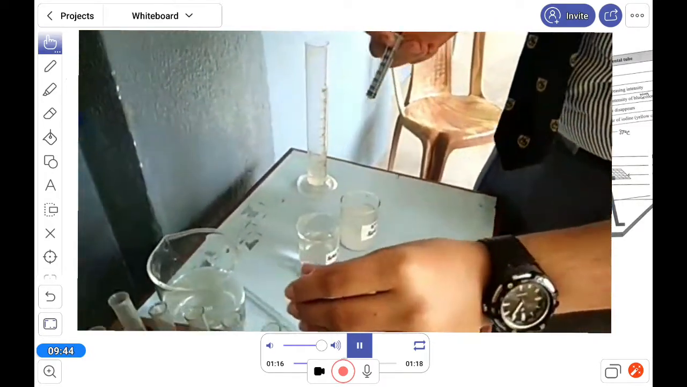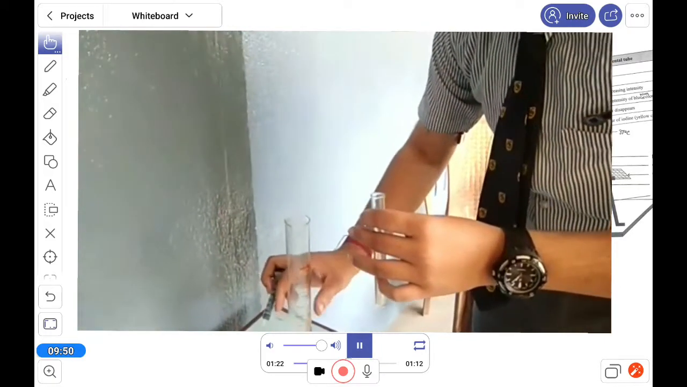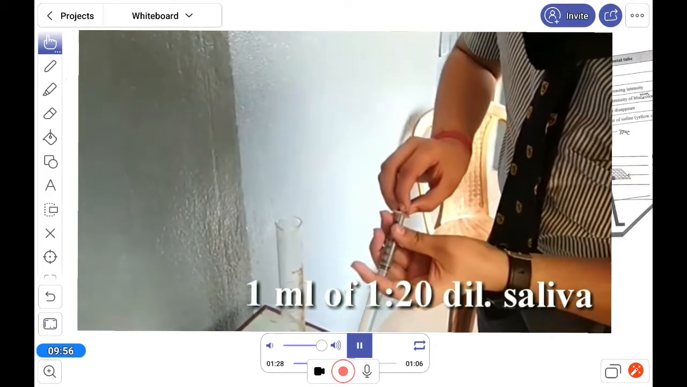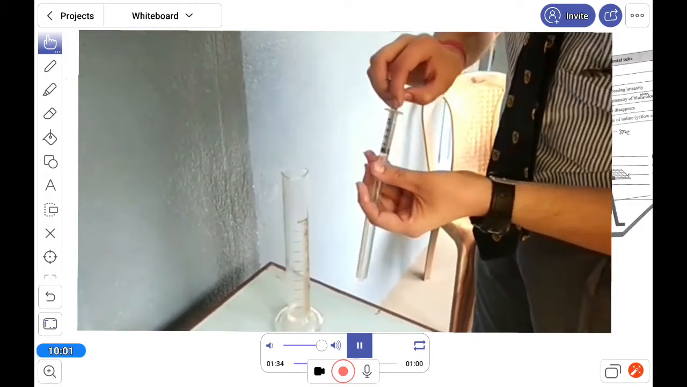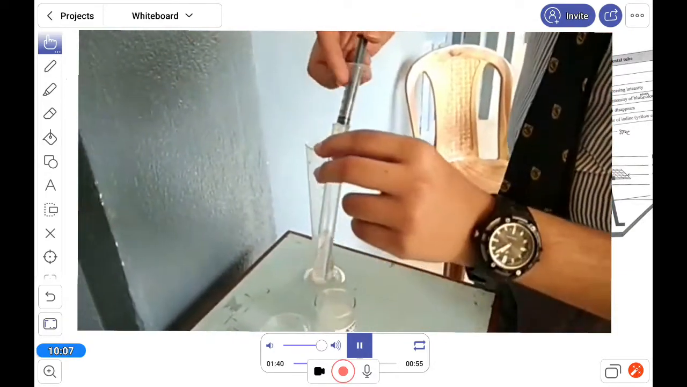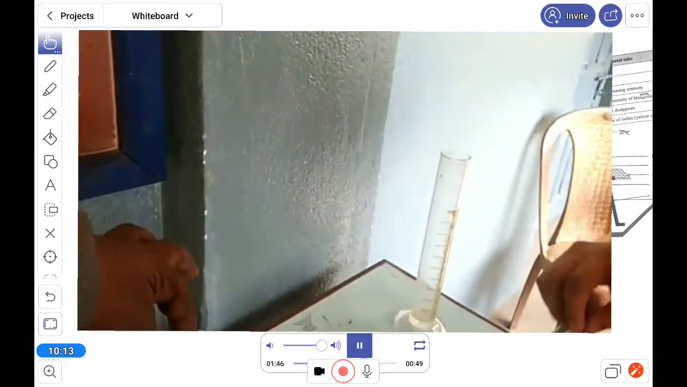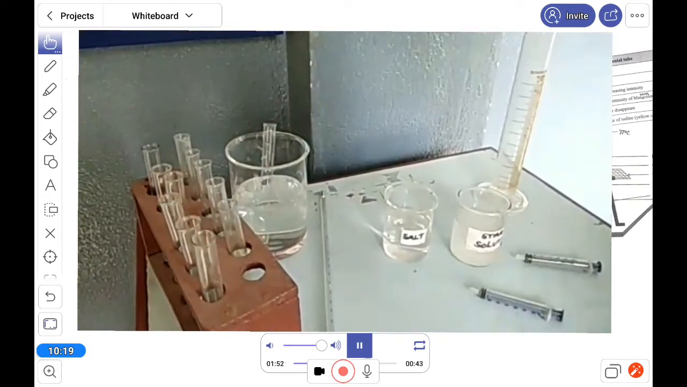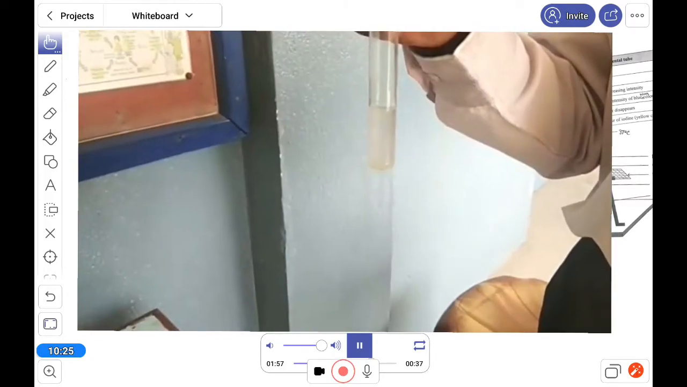So we are creating the environment of the mouth. And this is the 1:20 dilution of saliva, only 1 ml of that diluted saliva we are taking, and we are mixing it, and immediately the digestion process will start. So we have to transfer it to the water bath. The water bath was already at 40 degrees Celsius. Now it has reduced a little bit, so it is 37 degrees, and we have to keep it at 37 degrees.